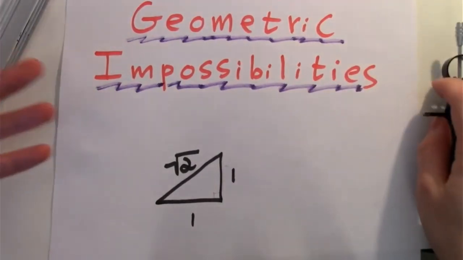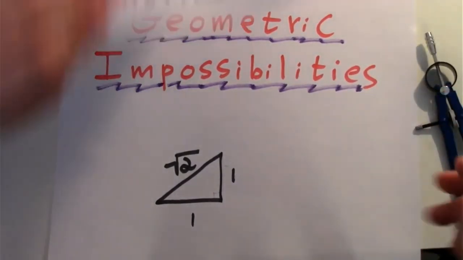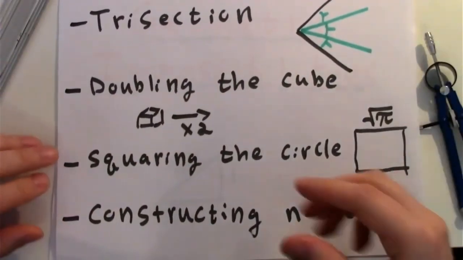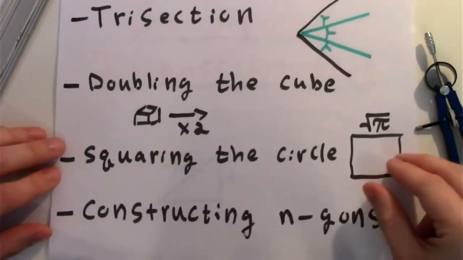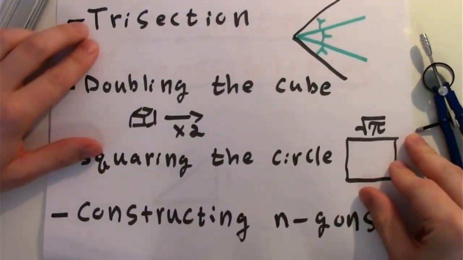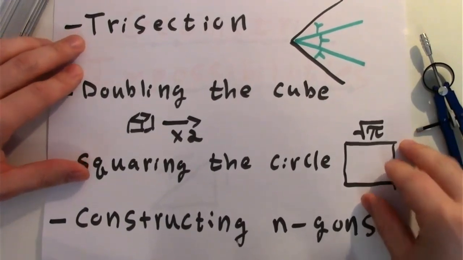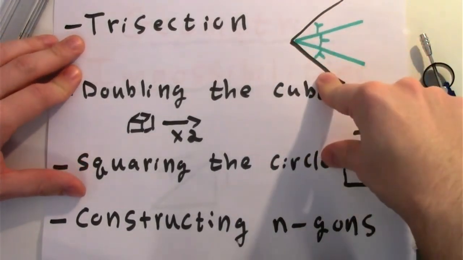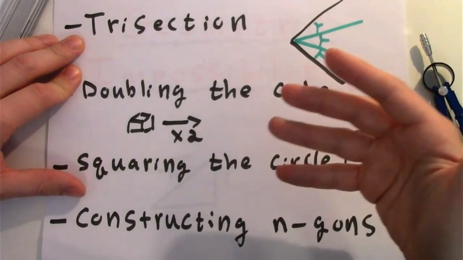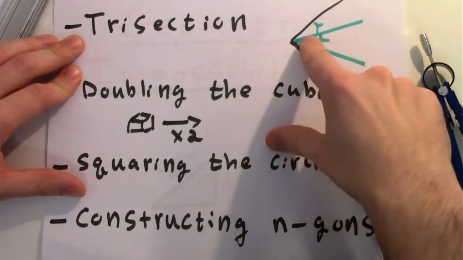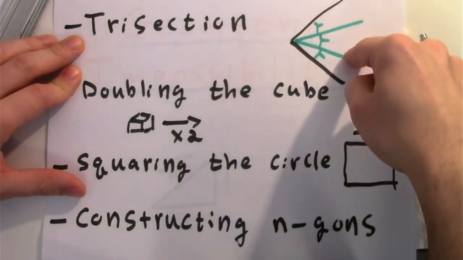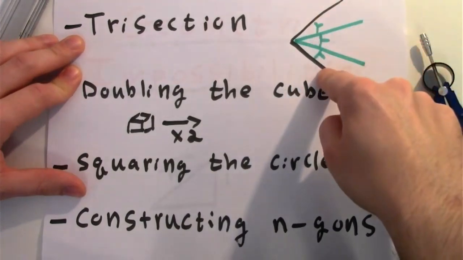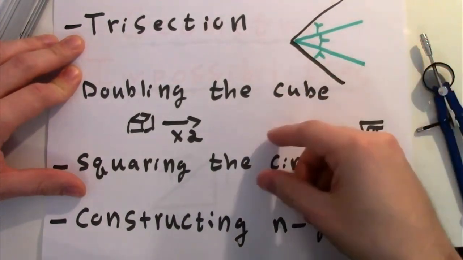So what are the geometric impossibilities then? Well, the main famous results of these are, well, the first is trisection. So the claim is that there exist some angles such that there's no way, only using a straight edge and compass, that you can determine two lines which equally divide that angle into three pieces.